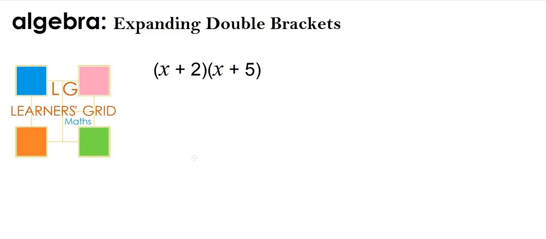Now, there are two methods that you can use. The first method is this one here, where we can use this little mnemonic, which says firsts, outers, inners, lasts. And if we take the first letter from each of those words, we get the word FOIL. And if you remember FOIL, hopefully you'll remember firsts, outers, inners, and then lasts. And this is how you use this memory device to solve these problems.